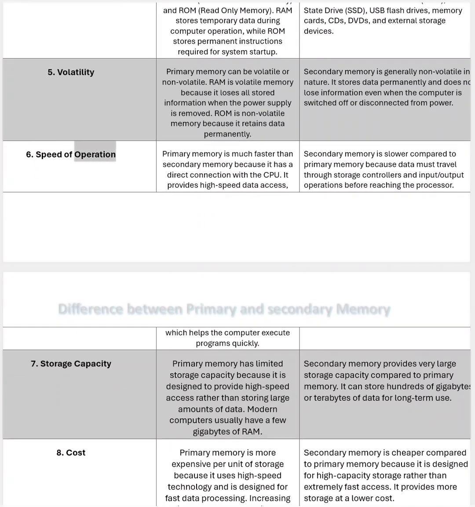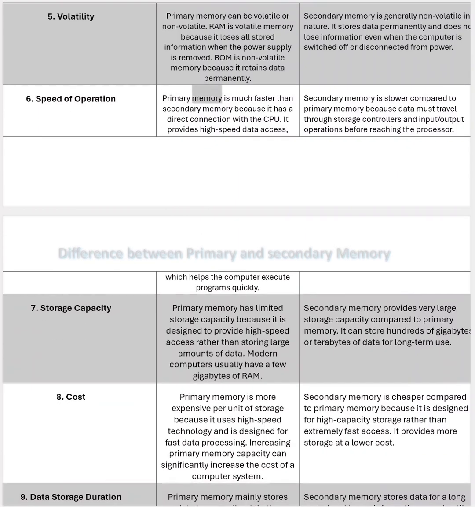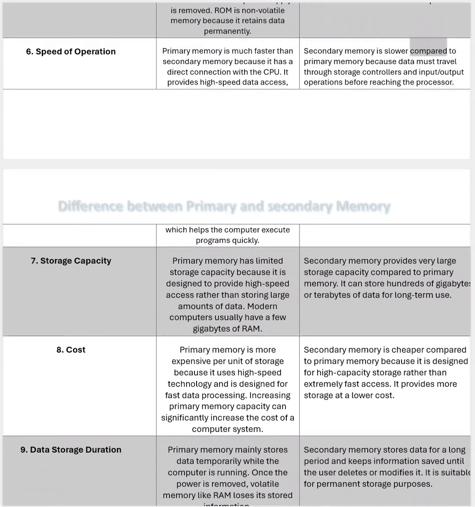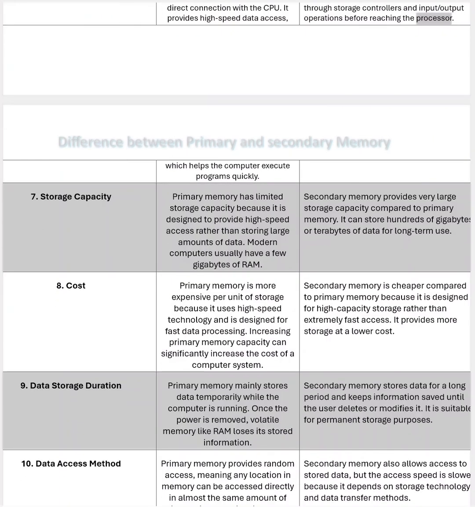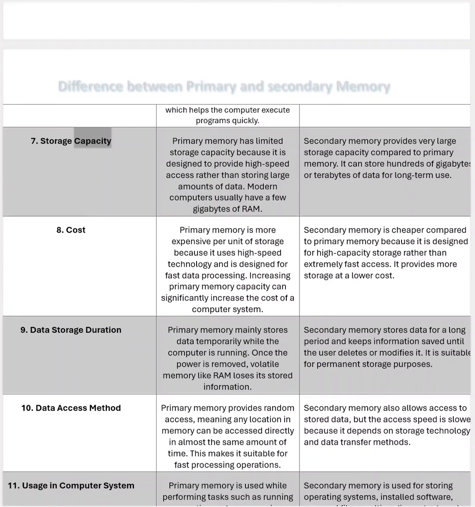6. Speed of operation. Primary memory is much faster than secondary memory because it has a direct connection with the CPU. It provides high-speed data access, which helps the computer execute programs quickly. Secondary memory is slower compared to primary memory because data must travel through storage controllers and input-output operations before reaching the processor.